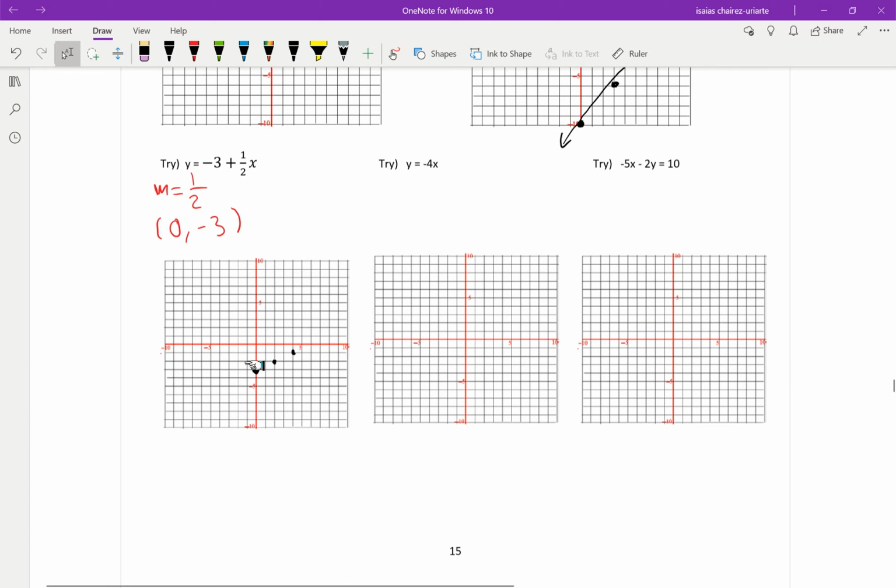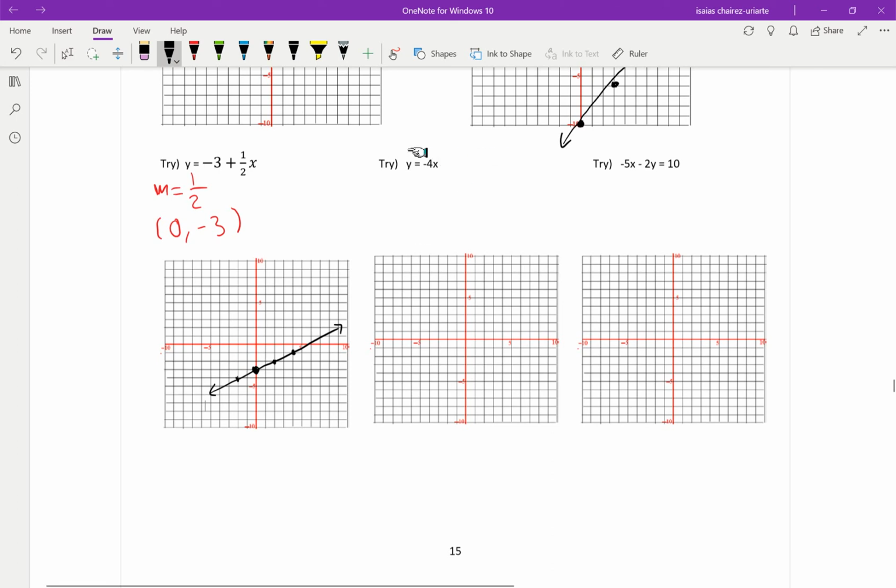Notice that I could also go down 1 and to the left 2, because a negative over a negative would give me something positive. I think that is my little line right there. Hopefully we agree. So let's try the next one.